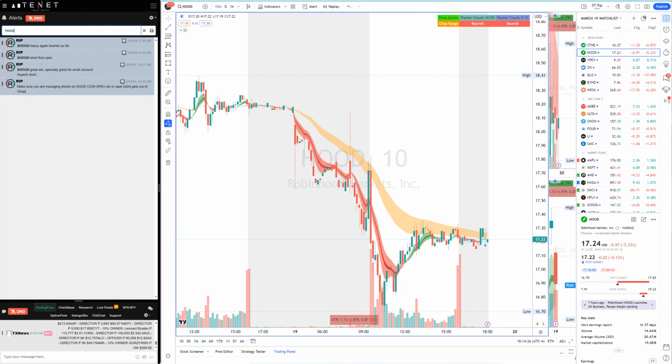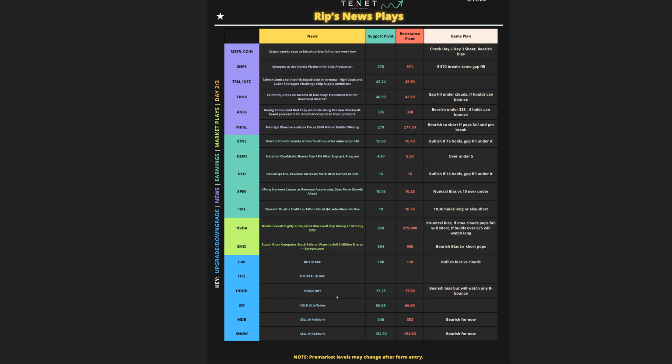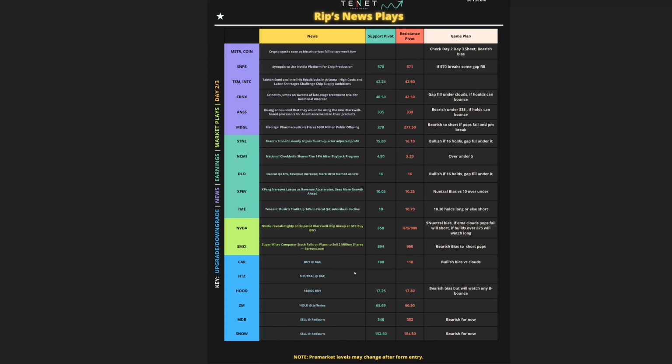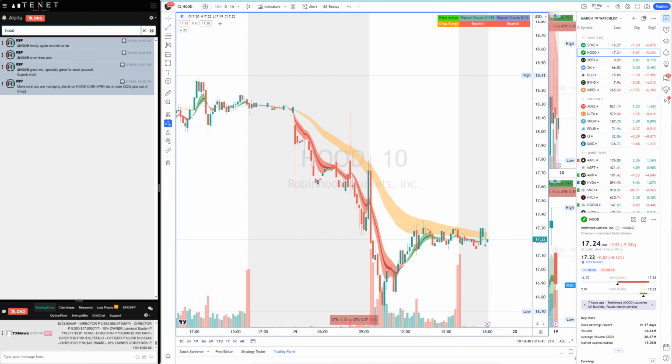So what was the plan on Robin Hood? Let's go back. Hood had a Goldman Sachs upgrade, but it was weak. It was weak with Bitcoin and crypto, so that's why it was weak. So bearish bias, but we'll also watch for any bounce. The levels that I had on Hood were 1725 and 1780.